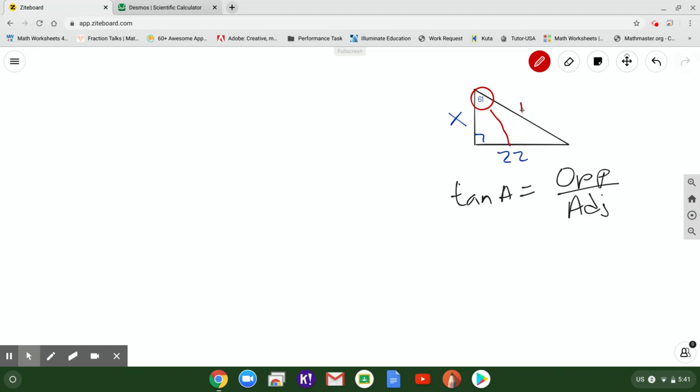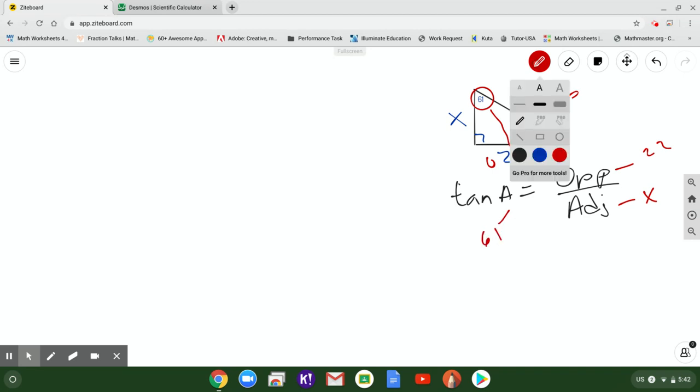So I don't have to worry about this length because sometimes they will give you extra information. We're not going to use it. But this right here is your opposite. So this is going to be 22. The adjacent here is, because this is opposite, this is the adjacent. You get what I'm saying. So the X is the adjacent. And then this right here, the angle, that's the 61.